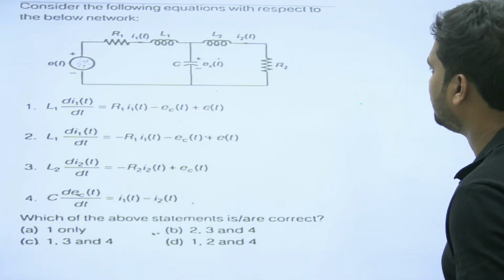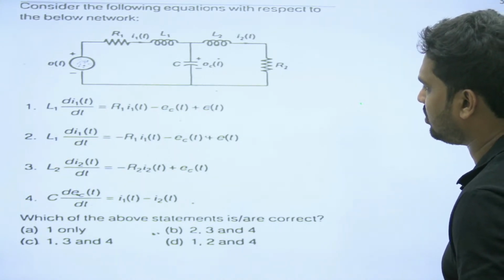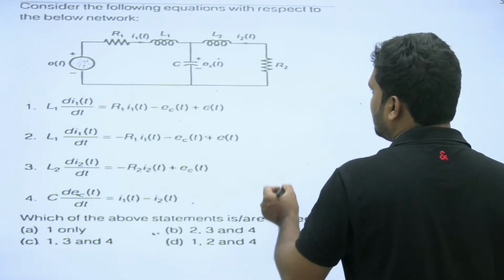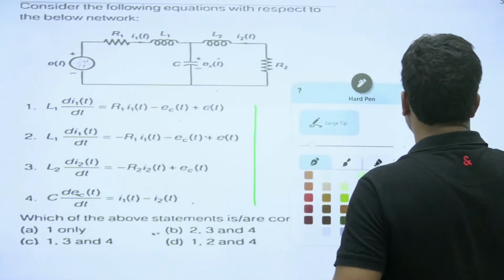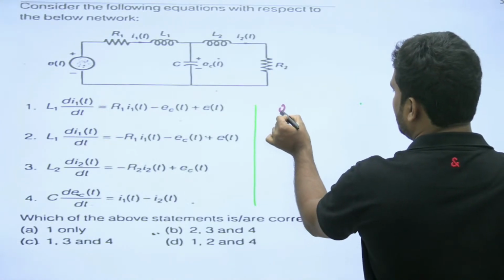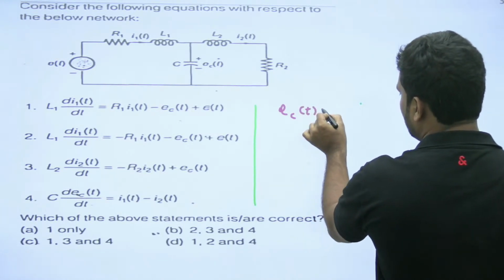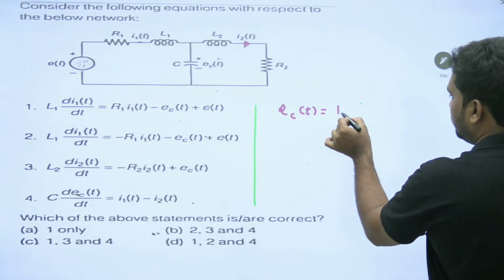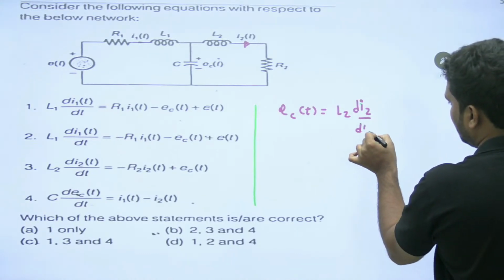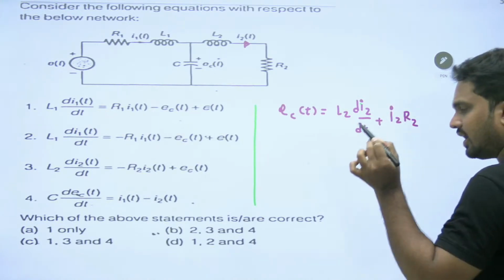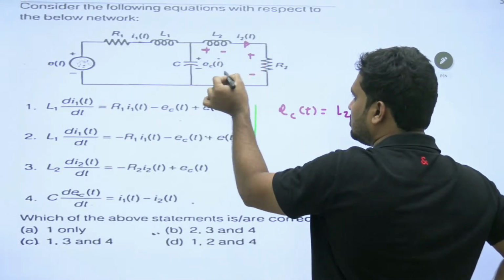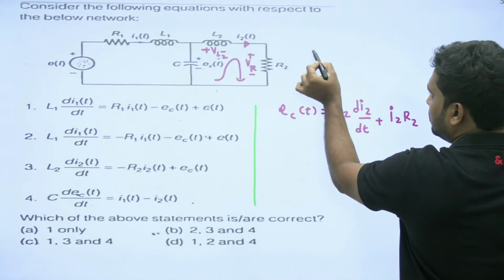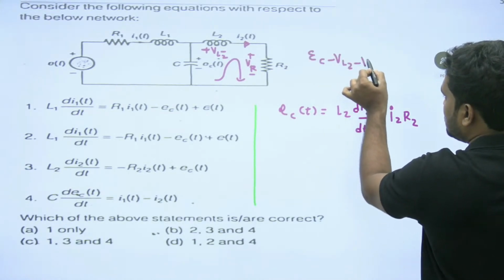Here, firstly, examine L dI1 by dt and L dI2 by dt. Let me write for the L dI2 by dt. What is EC of t in this question? आपका EC equal to, this is the I2, right? L2 dI2 by dt plus I2 into R2. Just KVL, loop equation only. Current enters from positive, leaves from negative. If you write this loop equation, VL2 and VR, what is the loop equation? Negative to positive, EC minus VL2 minus VR equal to 0.